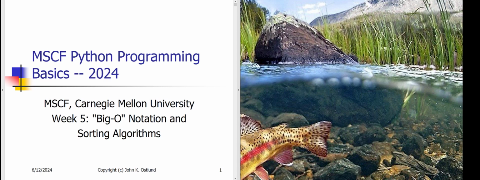Working as a quant, you're typically going to be dealing with very large amounts of data. The purpose of our Week 5 lecture here is to introduce some basic ideas about algorithm performance, what big O notation is about, and also we'll take a look at some sorting algorithms, which of course are useful in and of themselves and will also give us a chance to look at algorithm performance analysis.